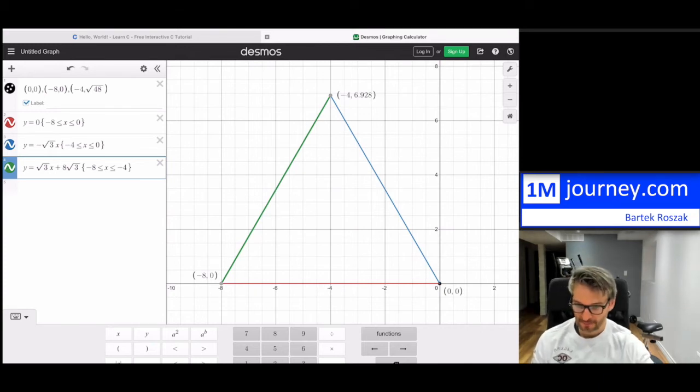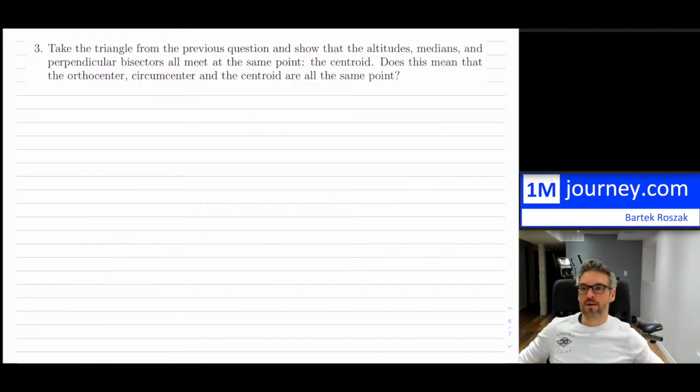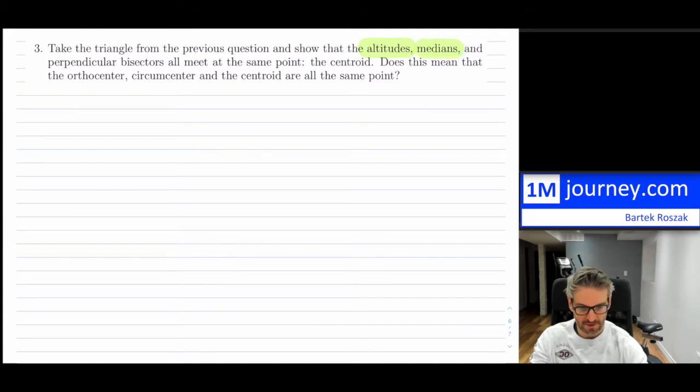And that is it for that example. Question 3. So we're going to take the triangle from the previous question, so that equilateral triangle. And now it says show that the altitudes, medians, and perpendicular bisectors all meet at the same point, the centroid. Does this mean that the orthocenter, circumcenter, and the centroid are all the same point?